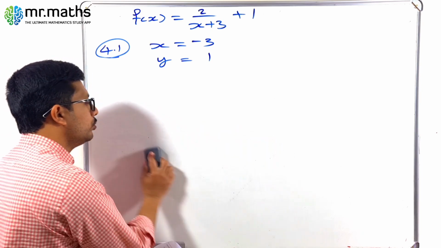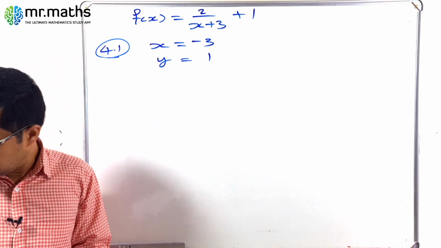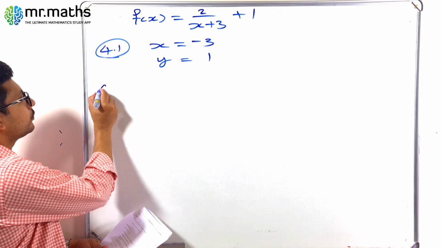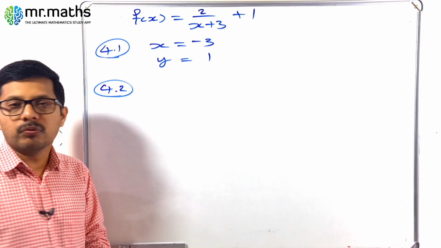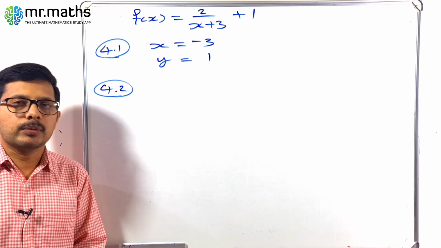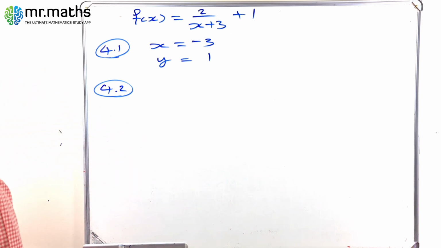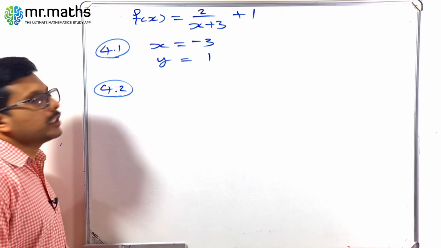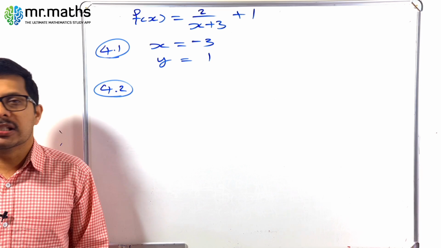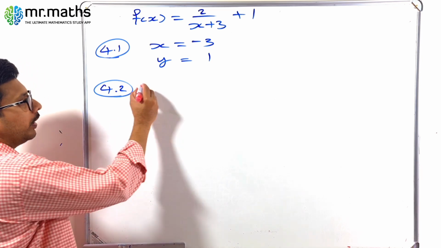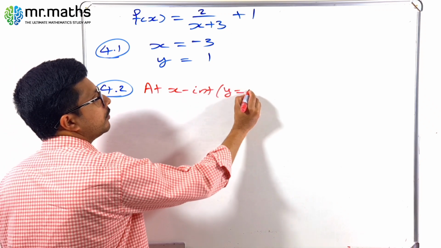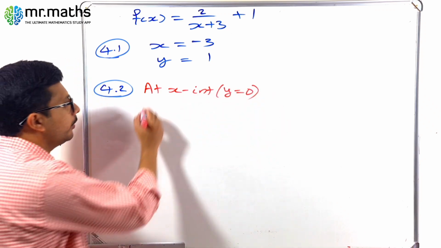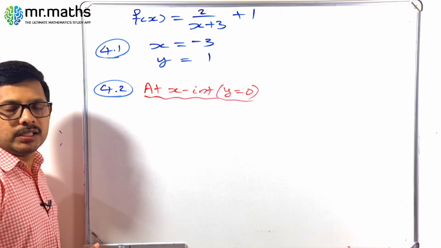Question number 4.2: calculate the x and y intercept of f. You have to find the x intercept and the y intercept. So how can you find them? You know that at the x intercept, the value of y is 0.